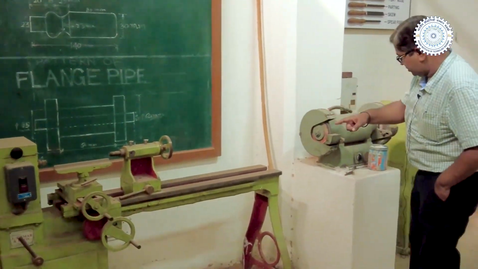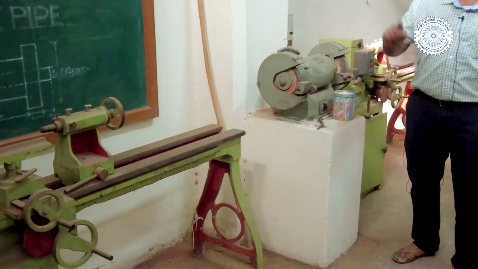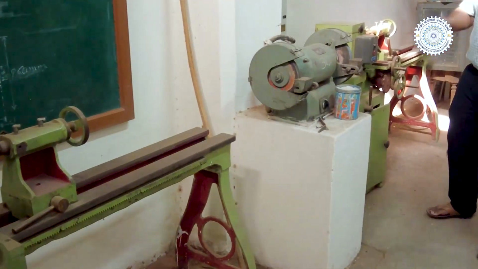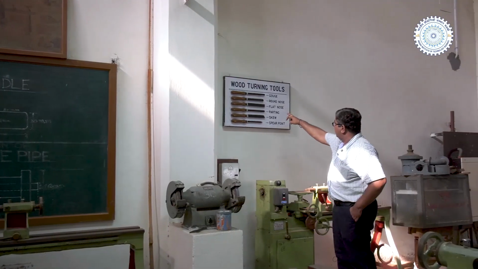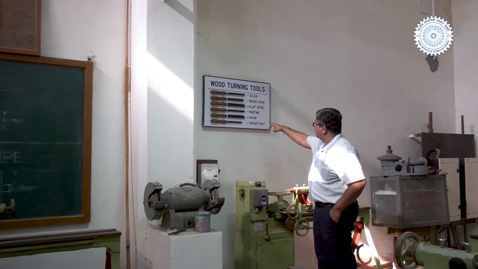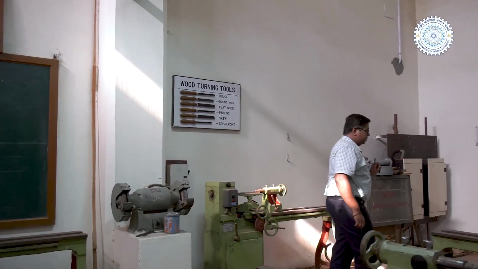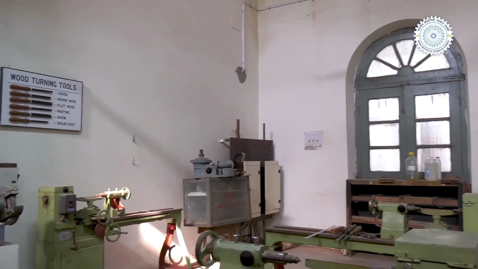Then you can see various equipment. This is the woodworking lathe on which you are going to produce that wooden handle. This is a grinder. Various wood turning tools are being used: gauge, round nose, flat nose, parting, skew and spear point. Then you can see various equipment. Drilling related operations can be performed here.